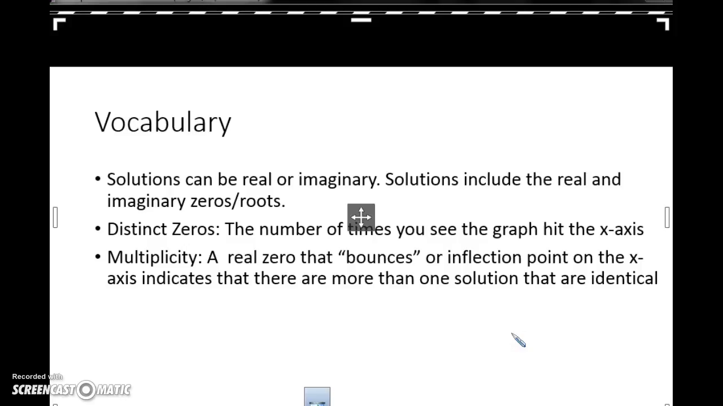And then multiplicity is when we have an identical solution, like on our warm-up today. What that does is it doesn't go all the way through the x-axis. It will bounce. It'll just kiss the x-axis. Or it could be what's called an inflection point that we'll talk a little bit more about later on.